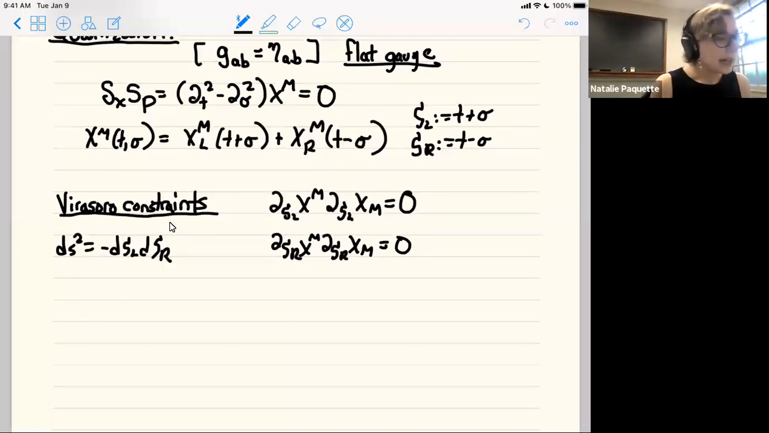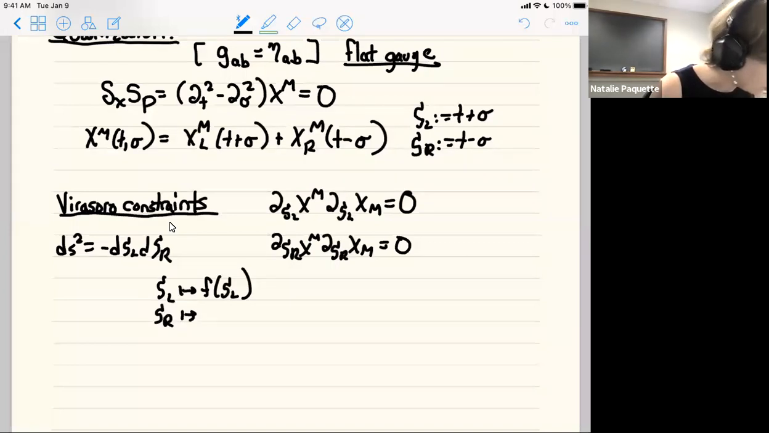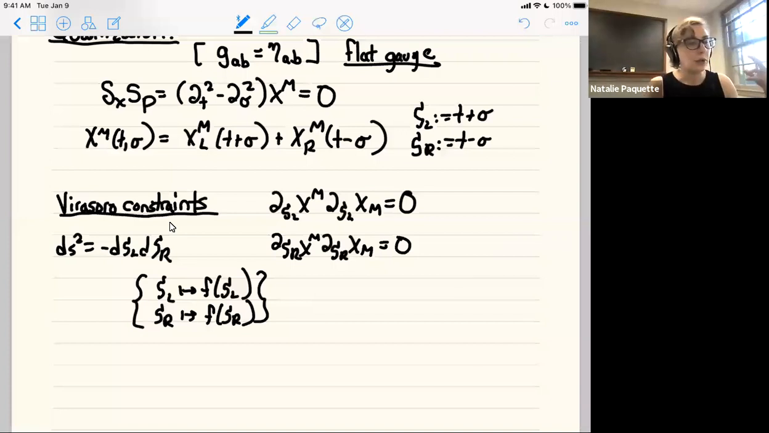Nothing too fancy. And now the leftover gauge invariances are pretty easy to describe. If I do some coordinate transformation that just takes zeta L to a function only of zeta L and zeta R to a function only of zeta R, then it's really easy to check that transformations like this, acting on the metric, can easily be undone by a suitable Weyl scaling. So there's a diff cross Weyl that leaves the metric completely invariant, and the relevant coordinate reparameterization, the diff part of that, is given by these fairly simple transformations.